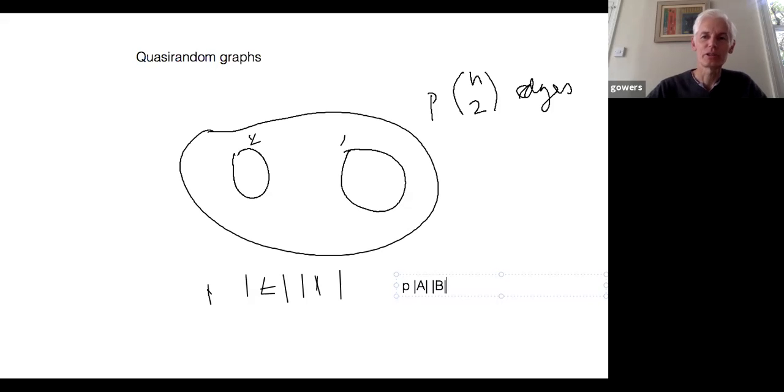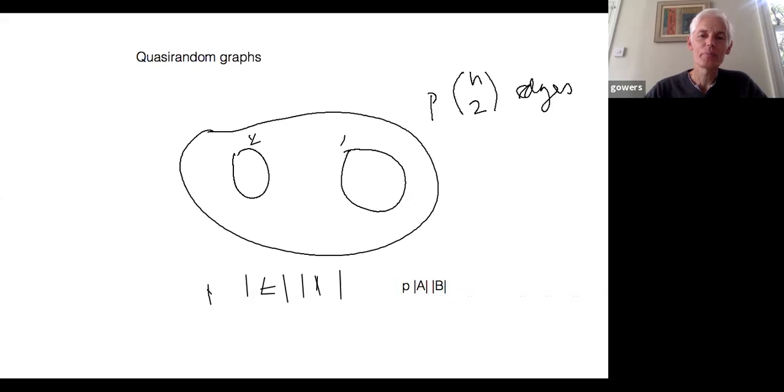Another property you would expect is that given any small graph, like a triangle, you'd get roughly the expected number of copies of that small graph. So how many triangles would you expect in a random graph with edge probability p? You would expect p cubed times n choose 3, because there are n choose 3 possible triangles, and each triangle has a probability of p cubed of belonging to the graph.